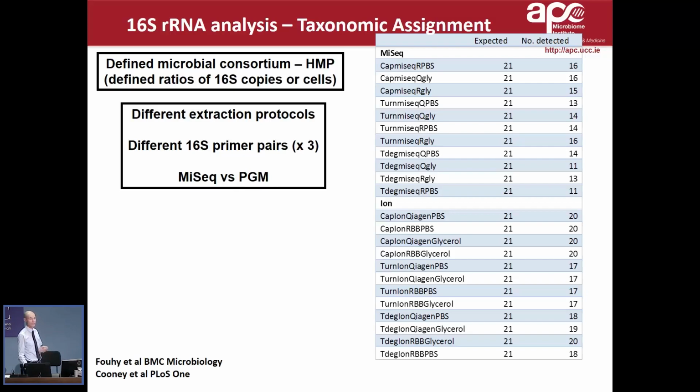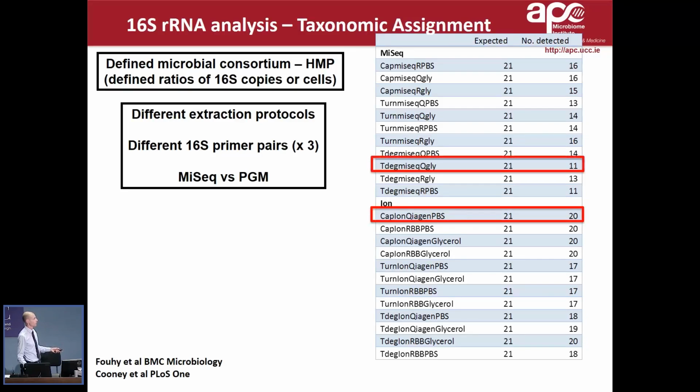So we kind of knew what the answer should be to our sequencing run before we did the sequencing. And then saw that out of 21 different species that we knew were present, these were the number of species that we actually detected. So depending on which type of primers we used, which instrument we used, we got different outcomes. So rather than identifying our 21 species, sometimes we only got 11 of those being detected, other times maybe as many as 20.